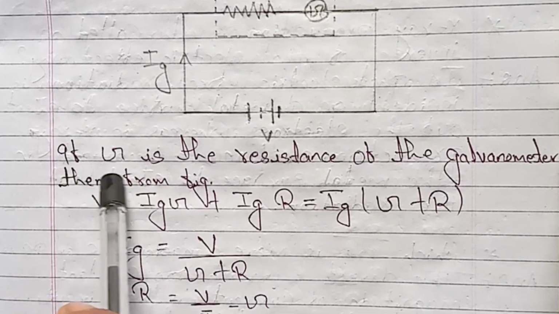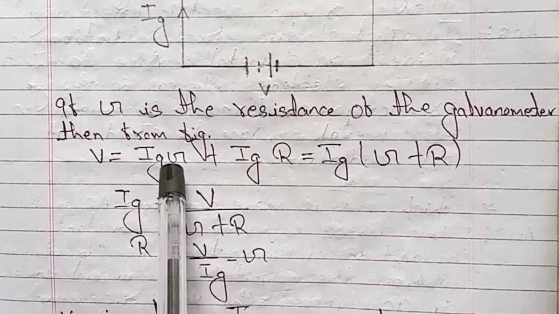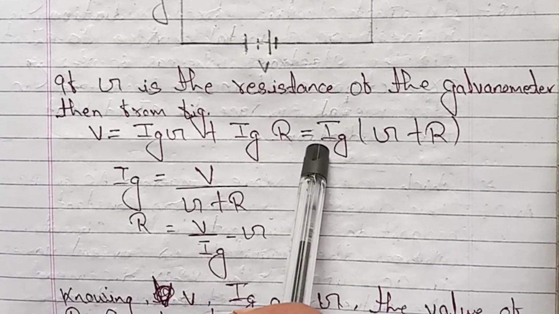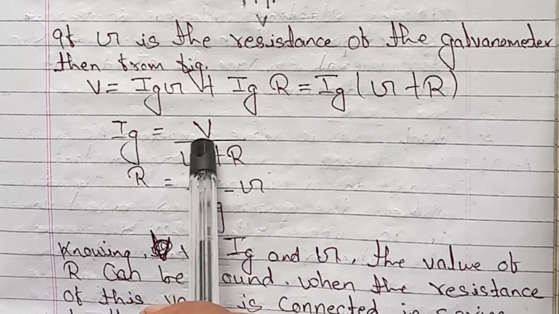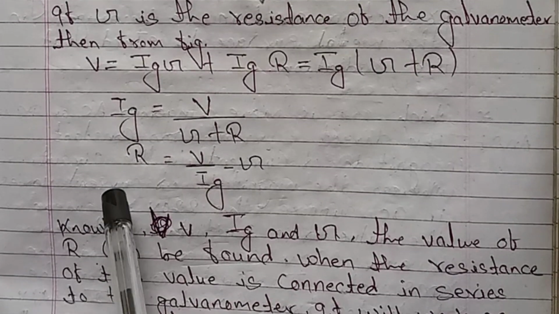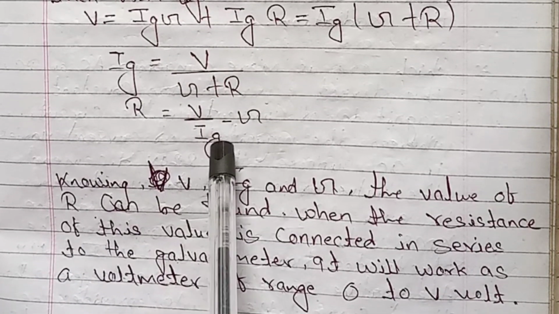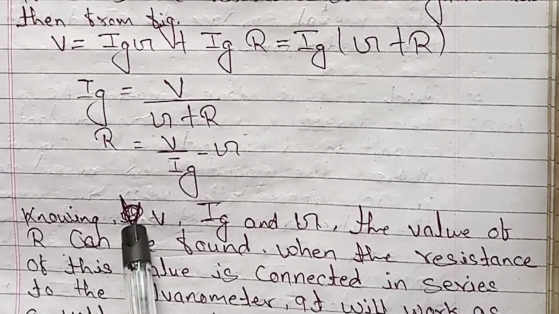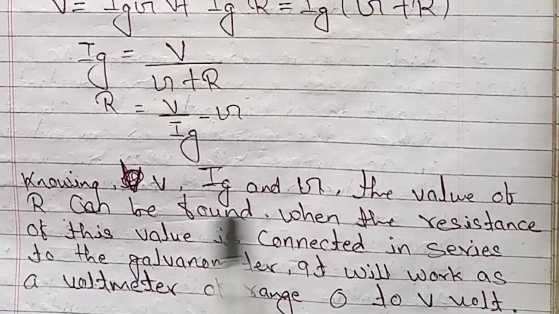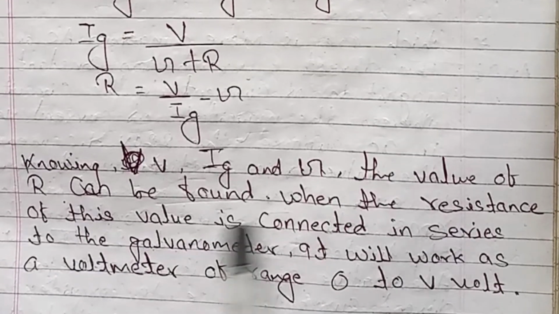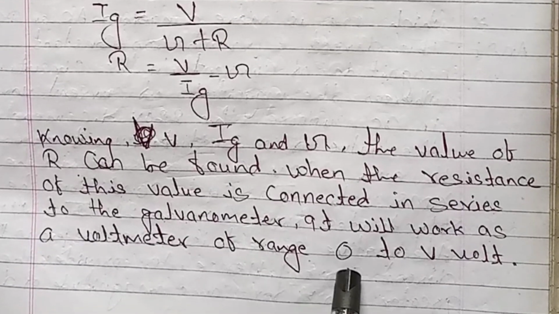If G is the resistance of the galvanometer, then from the figure V is equal to Ig G plus Ig R, which is equal to Ig times (G plus R). So Ig is equal to V/(G plus R). So lastly, R is equal to V/Ig minus G. Knowing V, Ig and G, the value of R can be found. When this resistance is connected in series to the galvanometer, it will work as a voltmeter of range 0 to V volt.